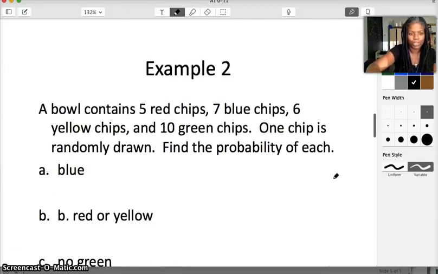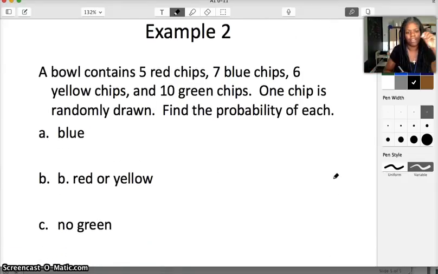Let's look at example 2. There's a bowl containing 5 red chips, 7 blue chips, 6 yellow chips, and 10 green chips. 1 chip is randomly drawn. Find the probability of each.